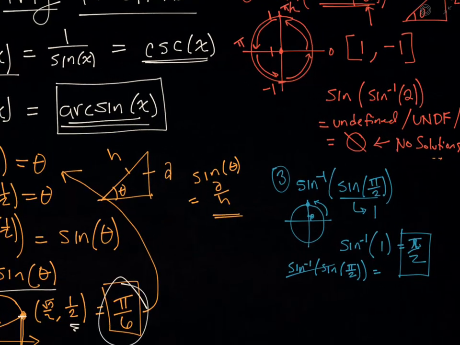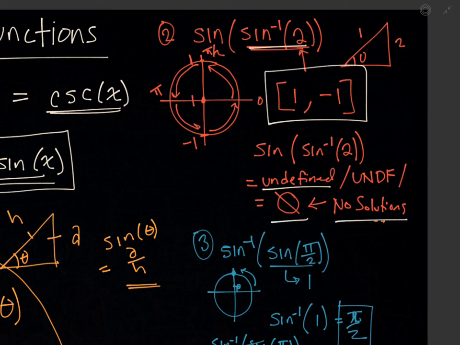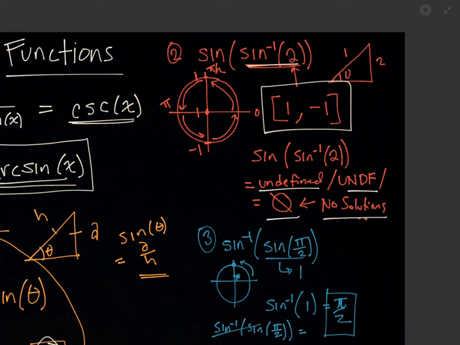And then we moved over here and we said, okay, what if we have this value that doesn't exist? It's not on the set of values 1 to -1. Both are inclusive. And then we just say it's undefined, or there are no solutions. You can write it however you want, but it's undefined.